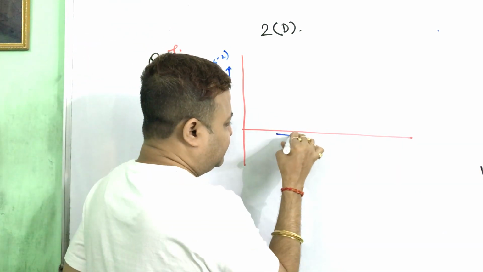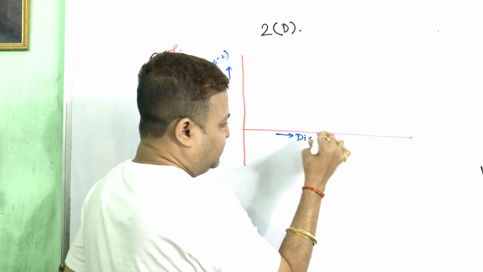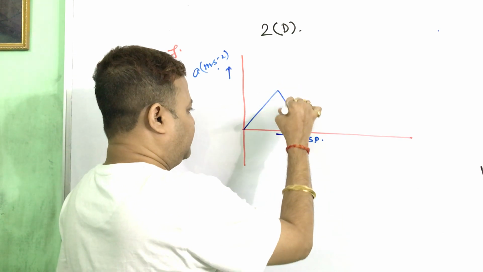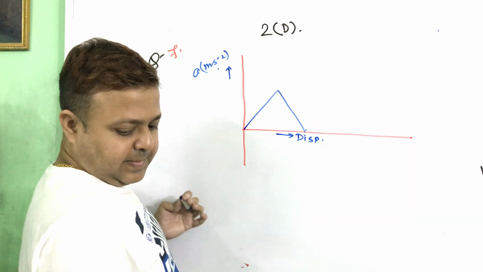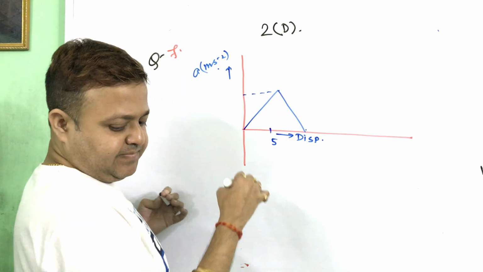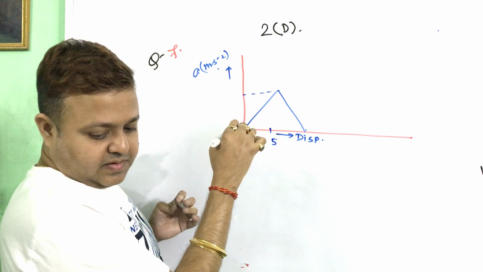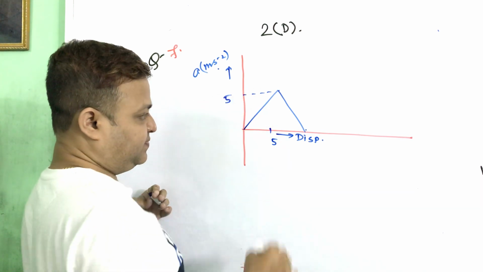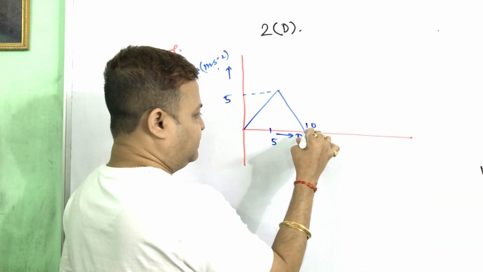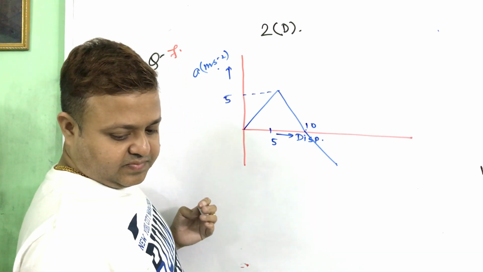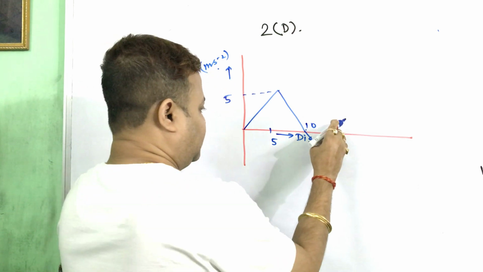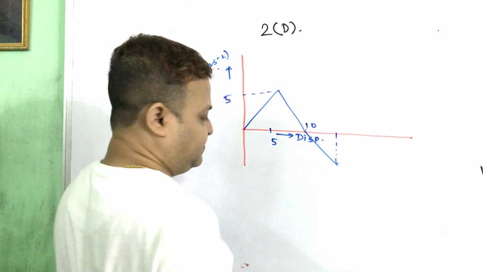The displacement. That's 5. That's 10. Dotted there.